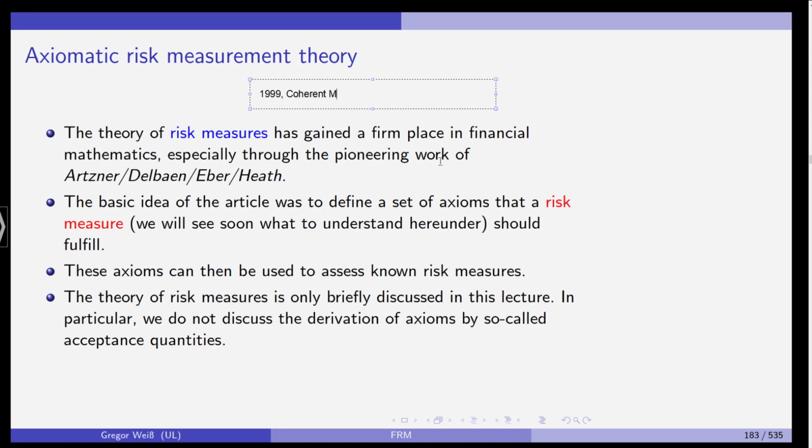Coherent Measures of Risk, published in Mathematical Finance. That's the name of the journal. So have a look at this one, quite interesting. And what they did is they saw in 1999, so a long time ago actually, that industry practitioners were using different risk metrics. They were using quantiles, they were using volatility, and so on. And they sat down and said, okay, we need to have a mathematical framework for risk metrics.